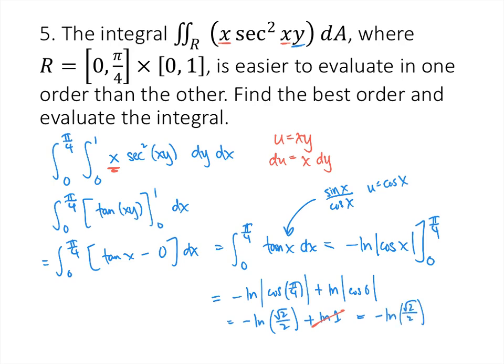Or if you want to get fancy and simplify it, it's just the natural log of the square root of 2. Of course, if you left it as negative natural log of radical 2 over 2, that's perfectly fine.